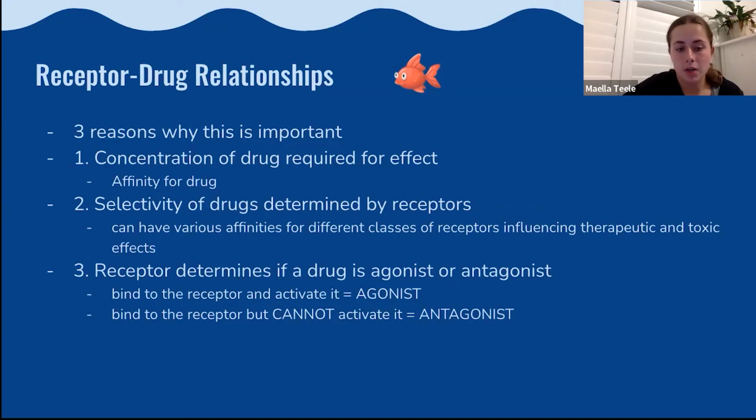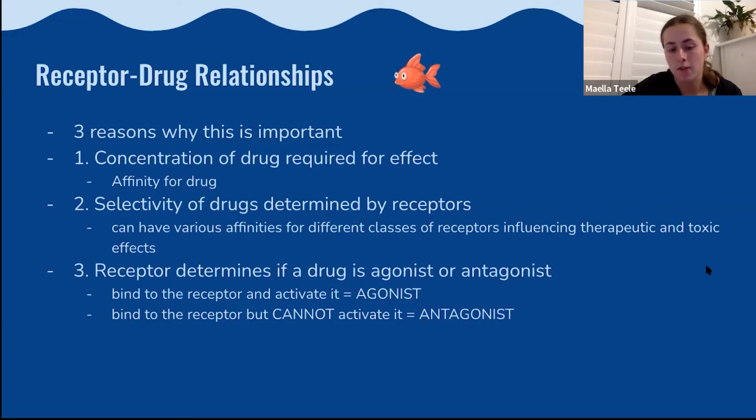Additionally, the selectivity of drugs is also determined by receptors. Drugs can have various affinities for different classes of receptors. This influences the therapeutic and toxic effects, because sometimes drugs can have affinities for multiple receptors at once. So it's important to keep that in mind as well.